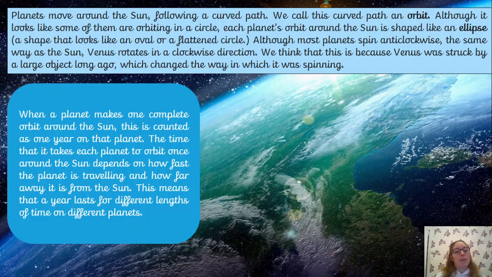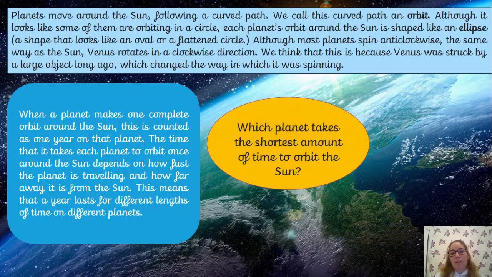So when a planet makes one complete orbit around the sun, this is counted as 1 year on that planet. We saw that Earth takes 365 days. When you did your top trump cards, you would have seen the different amounts of time for the other planets to orbit around the sun. It also depends on how fast the planet is travelling and how far it is away from the sun. So planets have different lengths of time on the planets.